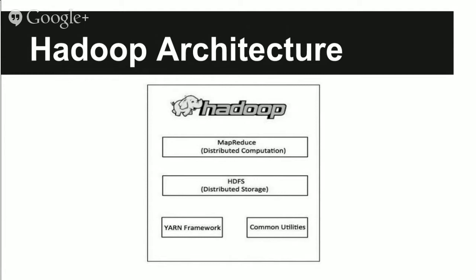What is HDFS? HDFS, the Hadoop Distributed File System, is based on the Google File System, GFS. It provides a distributed file system that is designed to run on commodity hardware. It has many similarities with existing distributed file systems. However, the differences from the other distributed file systems are very significant. Though it is similar, it has many differences. For example, it is completely fault tolerant.